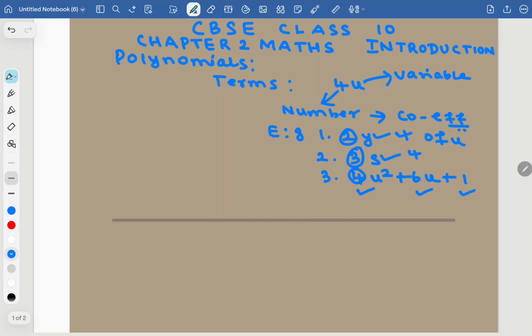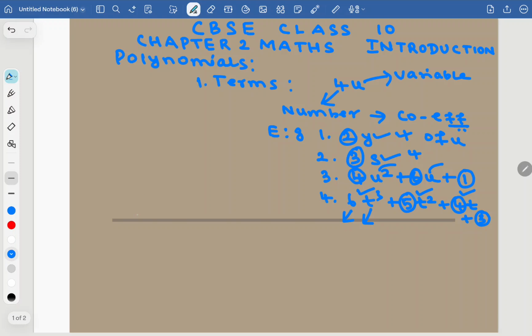Number part is 4, variable is u. Number part is 6, variable is u. This is the constant term. 6t cube plus 5t square plus 4t plus 3. Here the number part is 6, variable is t. Here the number part is 5, here the number part is 4, constant term 3, but the variable is t.